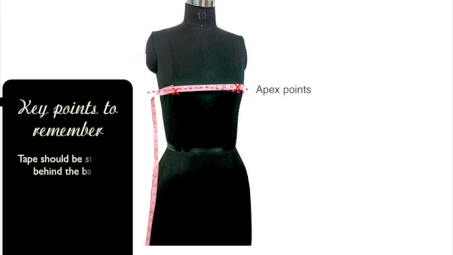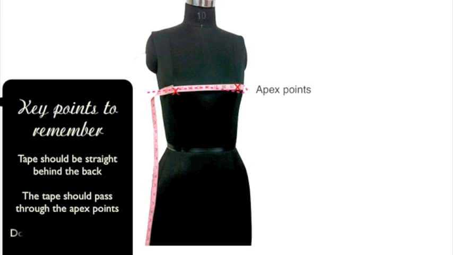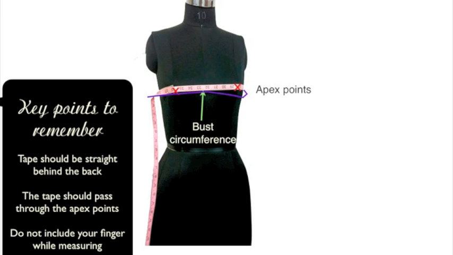So next, coming to the bust circumference. So the bust circumference is also to be done in a similar way, but ensure that the level maintained is placed or is passing through the apex points. So that way your bust measurements are recorded. And remember, the same rules apply. Do not include your finger in the circumference, and keep the tape straight. And very important, it should pass through the apex points.